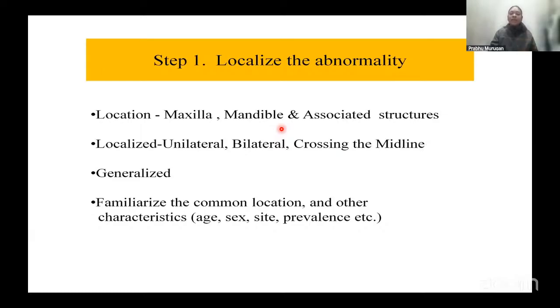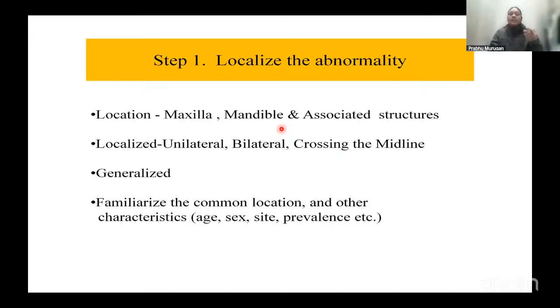Localizing the abnormality, whether it's located in the maxilla or the mandible, or it is located in the coronoid, condyle, base of the mandible, anywhere. Localizing is also going to involve whether the lesion is unilateral or bilateral. In case of cherubism and all, bilateral lesion will be present. So whether it's unilateral or bilateral, whether the lesion is crossing the midline or not.